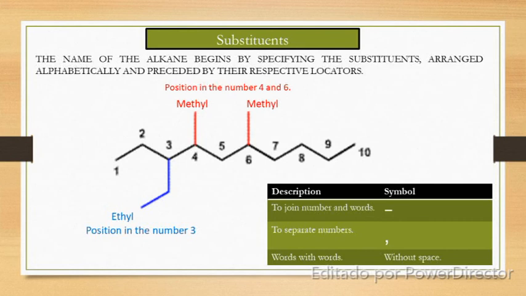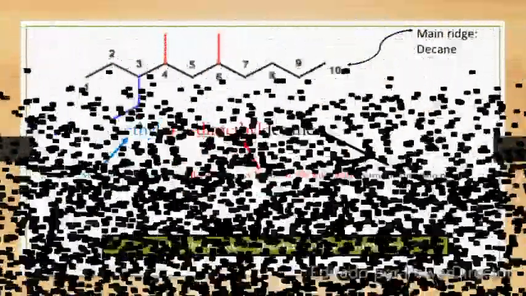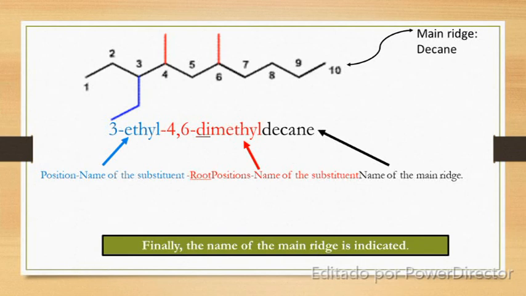The symbols to join the locators with each substituent are the following: a hyphen, to join numbers and words, and a comma to separate numbers. However, when you need to write one word that follows another, you should not leave a space. This is the case when the final name is written. For this example, the final name is the following: 3-ethyl-4,6-dimethyldecane.